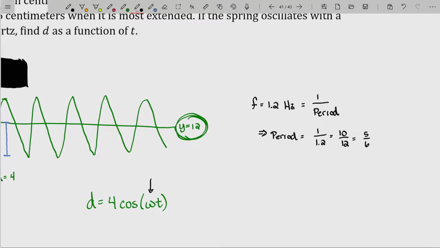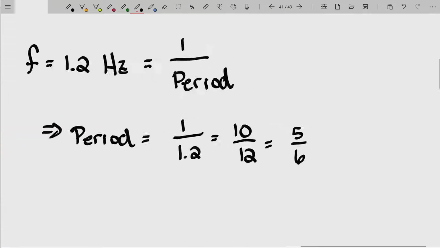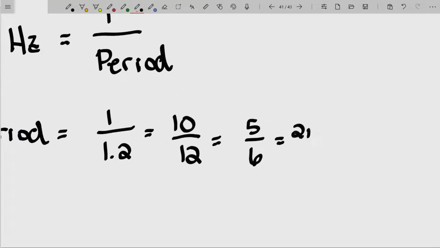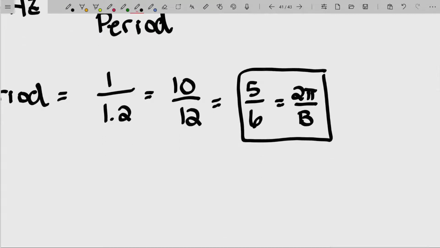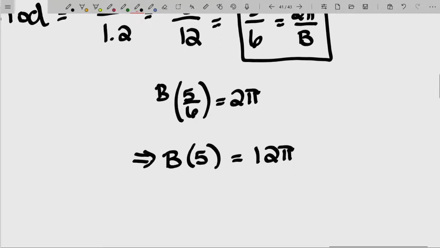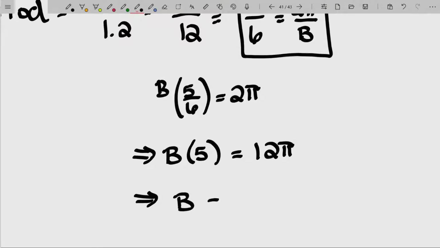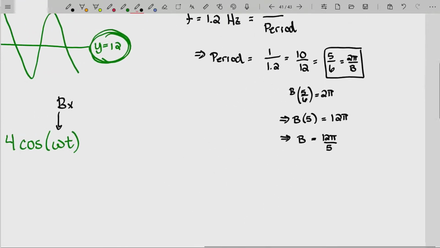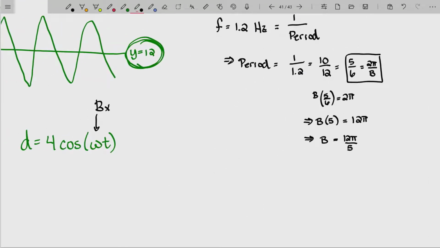And remember, that's kind of acting like a b in front of our x, even though it's a t and it's an omega. I get it. And we know that the period is 2 pi over b. So I'm going to solve that equation. Multiply both sides by b. Multiply both sides by 6. Divide both sides by 5. 12 pi over 5. So that's what our value of b is. Even though they didn't give us a b, I'm calling it b just to keep consistent, right? So now we're going to go ahead and sub that in for what I said was b. That's 12 pi over 5.